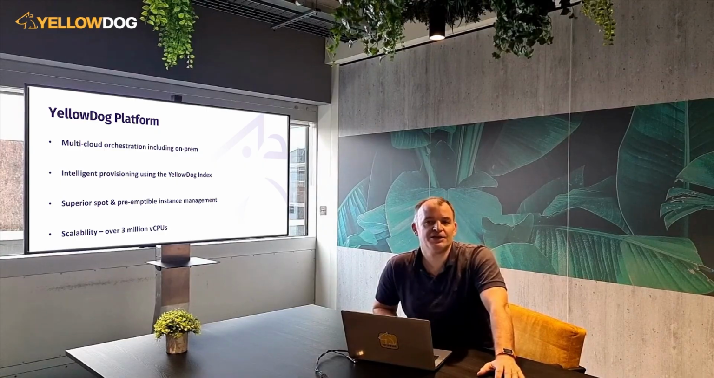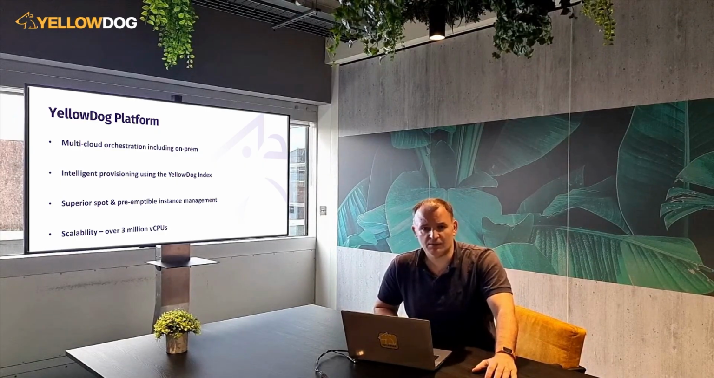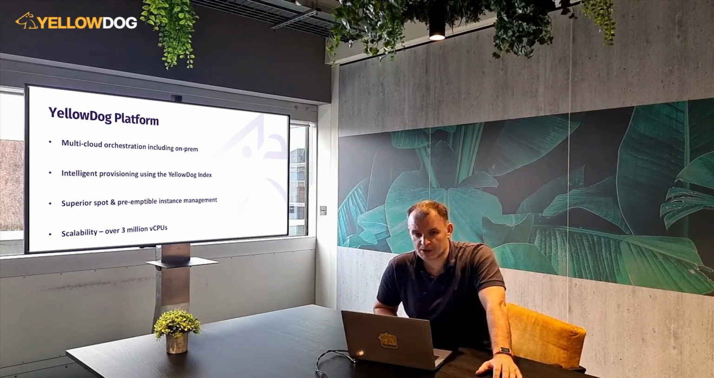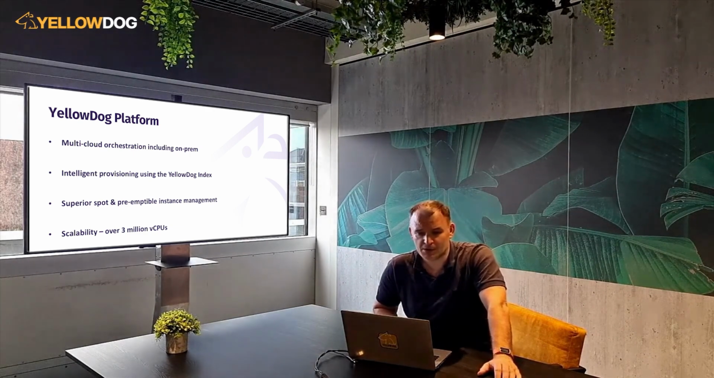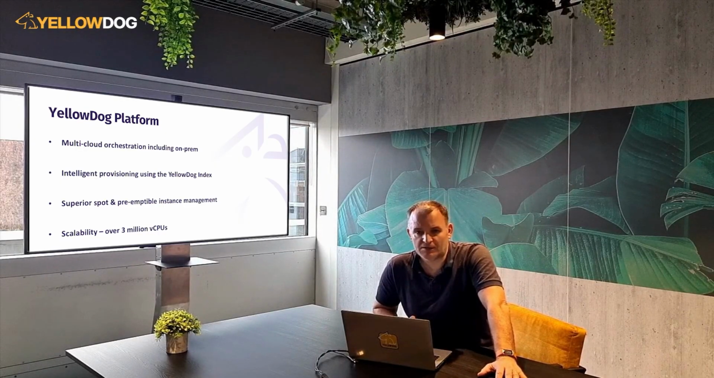Let's look at the key features. Firstly, we enable multi-cloud orchestration. YellowDog offers connectors for all major clouds, including AWS, Azure, Google Cloud, and Oracle Cloud Infrastructure. You can deploy workloads across on-premises infrastructure and multiple cloud providers simultaneously through a single unified interface.